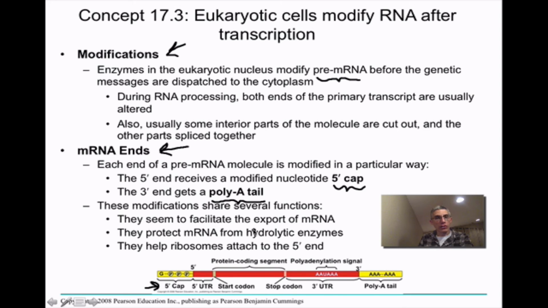Now, these modifications are going to share several functions. First, they seem to facilitate or encourage the export of the messenger RNA, in other words, the removal of that messenger RNA from the nucleus of the eukaryotic cell. They do tend to protect the messenger RNA from hydrolytic enzymes, in other words, enzymes that could come through and actually cut up the messenger RNA. And then they also help ribosomes to attach to that 5' end, so eventually we can get the translation of that messenger RNA and the creation of our polypeptide or protein.